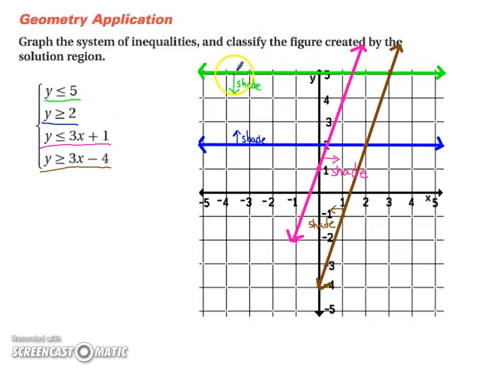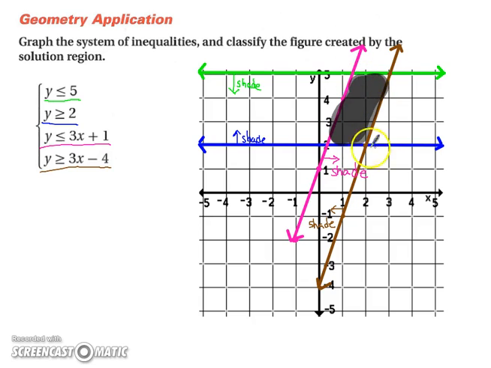If we notice, we have to shade below the green but above the blue. So we need to be between these two parallel lines. And then we need to be to the right of the pink but to the left of the brown. So the area that we need to shade is going to end up being in this region right here. So your shaded region.